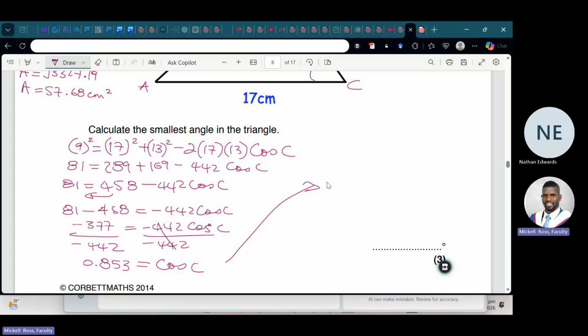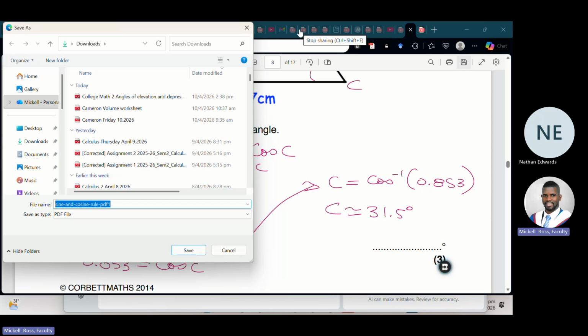So this is telling us that C is going to be equal to cos inverse of 0.853, and we get that the angle is approximately equal to 31.5 degrees. You get 31 point something for your angle as well? Yes, sir, 31.6. Okay, so we're not too far off from each other. All right, so I'm gonna save this and then we look at bearings.